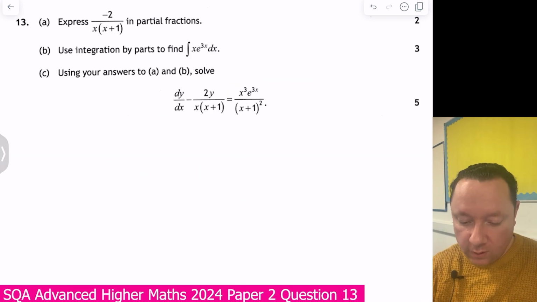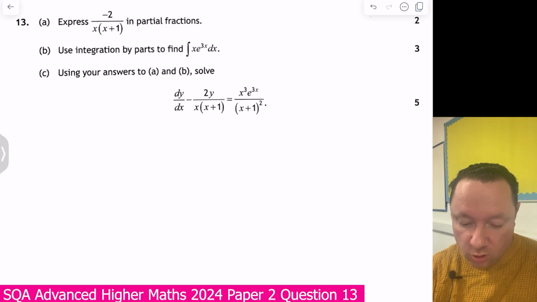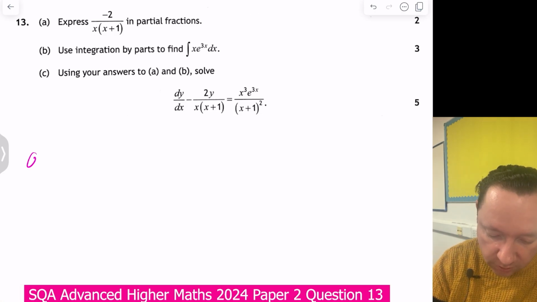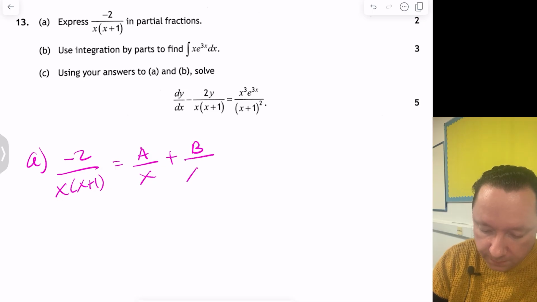SQA Advanced Higher Maths 2024, paper 2, question 13. Quite a long one this. Express minus 2 over x plus 1 in partial fractions. So that's okay to start with. Minus 2 over x plus 1 just equals a over x plus b over x plus 1.